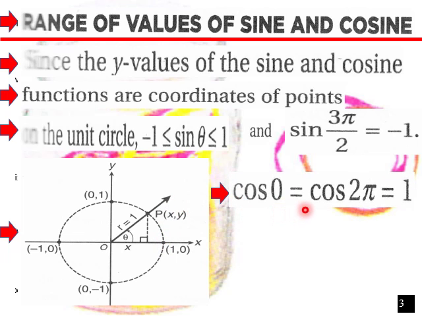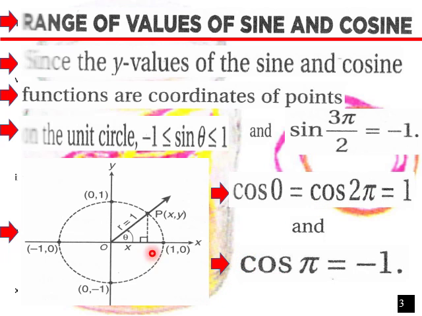So cosine 0 equals cosine 2 pi, which equals 1. Cosine 0 here would be 1, 0, and cosine 2 pi is 1 complete revolution of your unit circle, so it would equal 1. And cosine pi would equal -1. That's over here. This is pi over 2. This is pi, so cosine pi would equal -1 here.